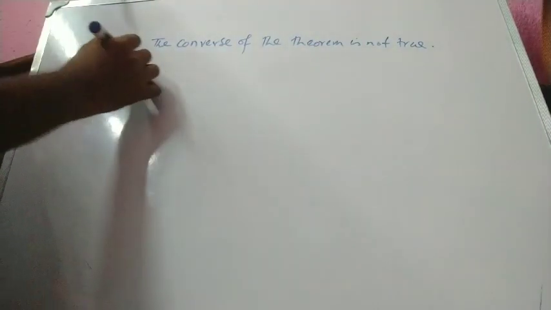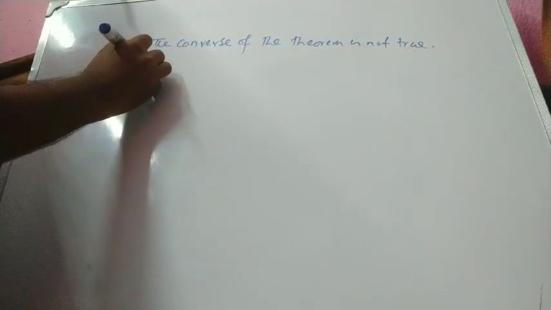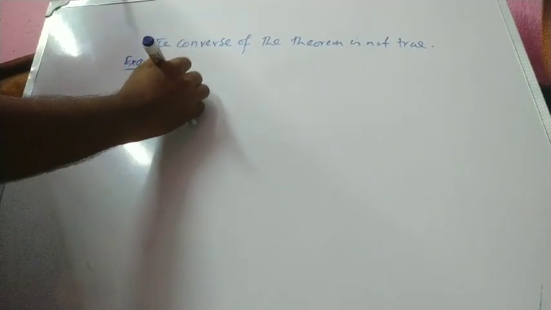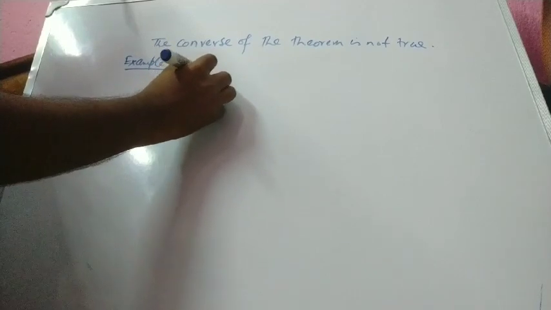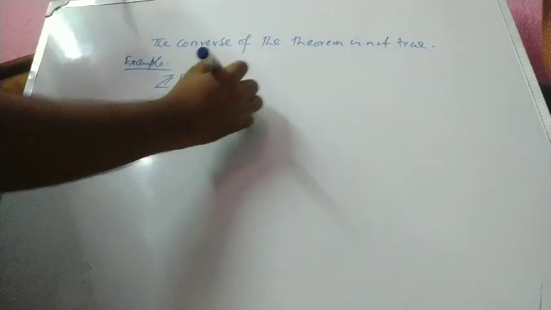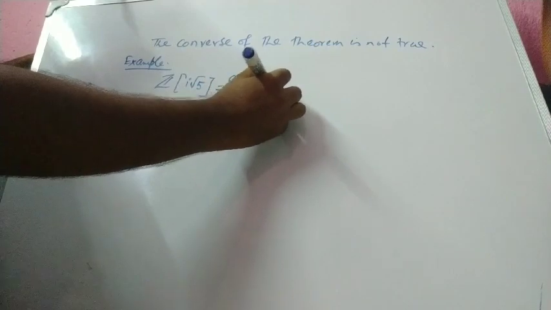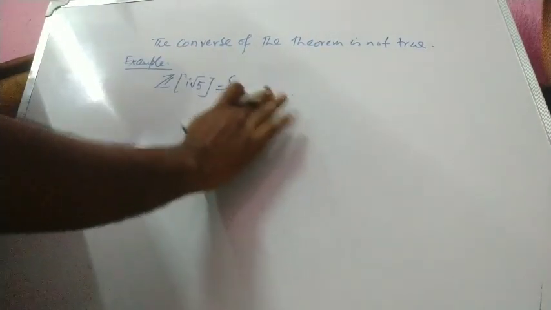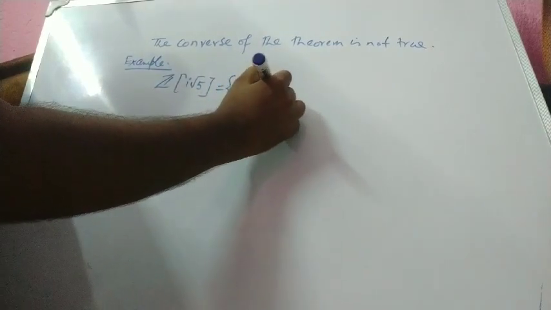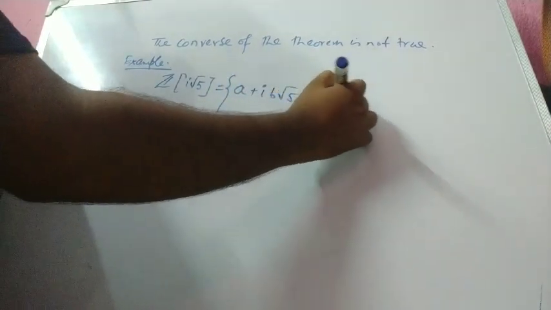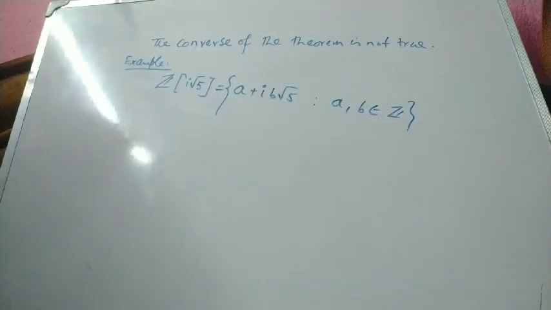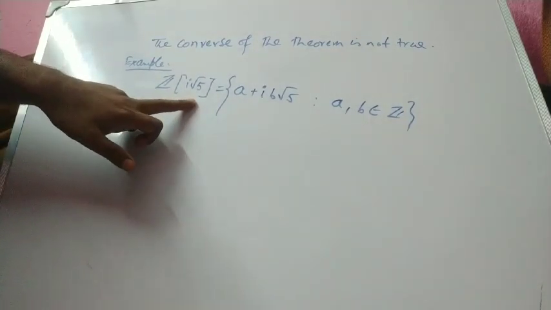তাহলে তার জন্য আমাদের একটা কাউন্টার এক্সাম্পল আমরা দেব। কি কাউন্টার এক্সাম্পল? Consider the ring Z[i√5]. What is Z[i√5]? The structure is this: a plus ib√5, where a, b belong to Z. You can verify that Z[i√5] is an integral domain.